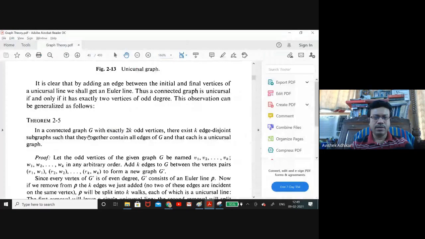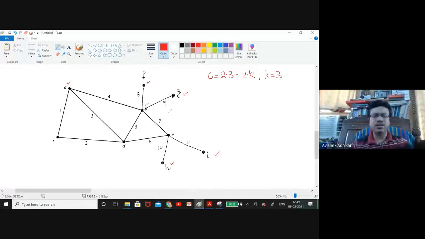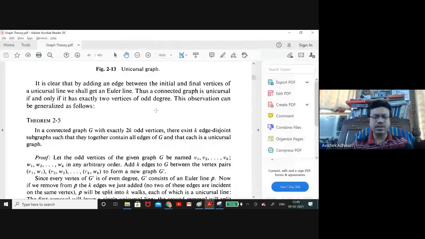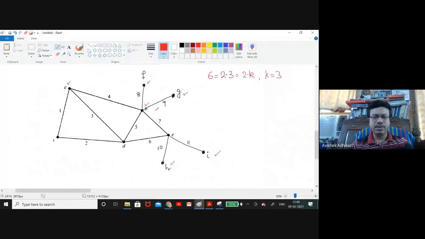Such that they together contain all edges of G. So you need to find three edge disjoint subgraphs here. The subgraphs should contain all the edges of G, that means all the 11 edges of G, and each of the subgraphs is a unicursal graph. That means in each of these subgraphs we'll be able to find a unicursal line.